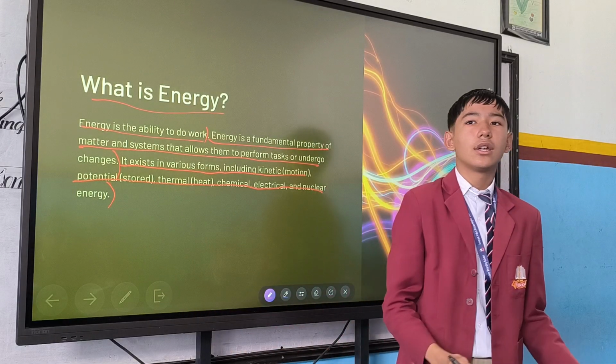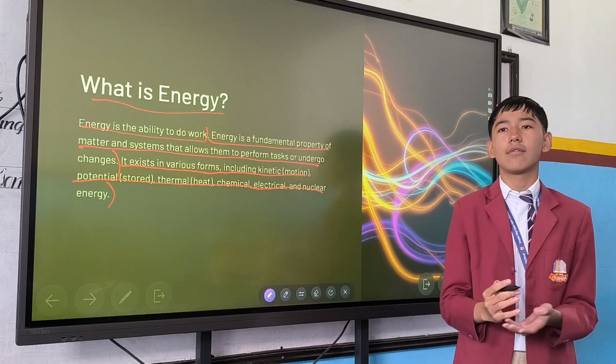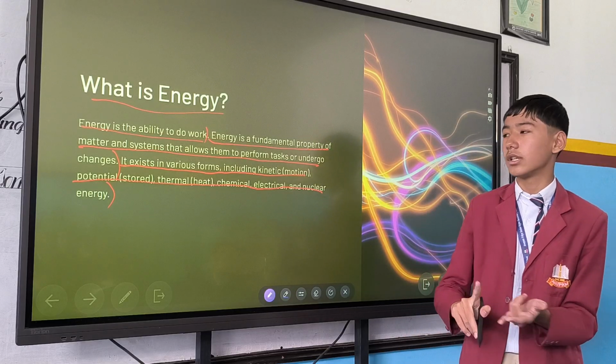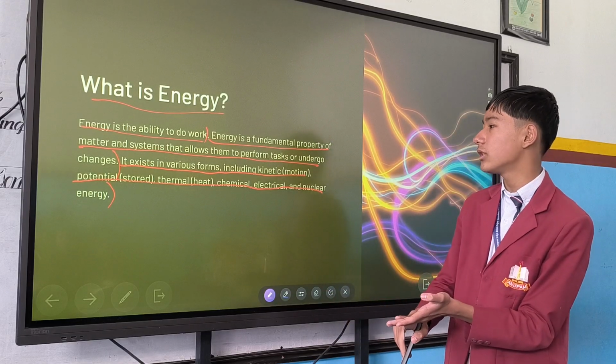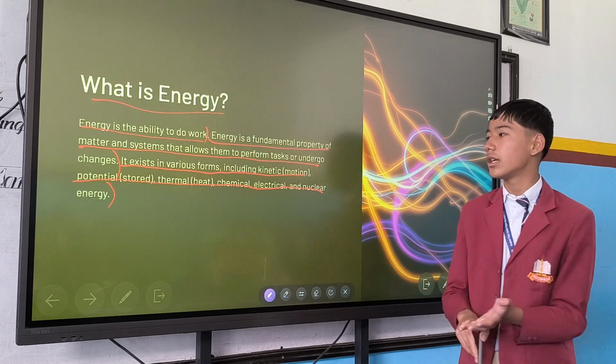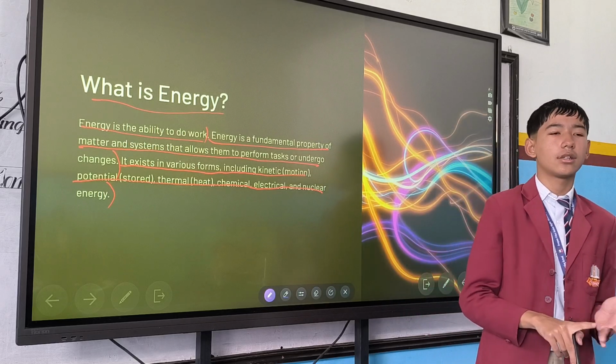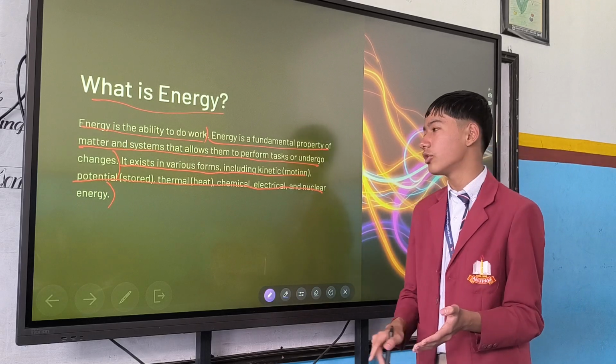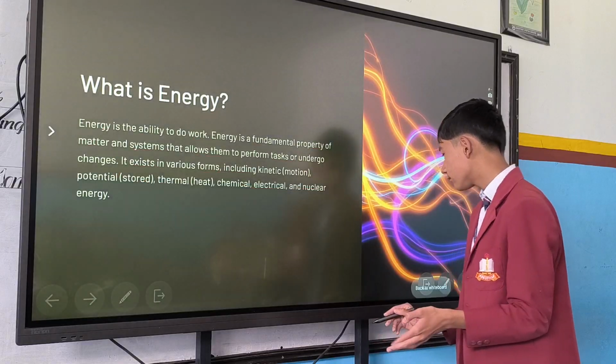So energy is not only a single one. Energy has its types. Heat and thermal energy are the same. So there are different types of energy: heat energy, chemical energy, kinetic energy, potential energy and many more. So today we are going to study about it.